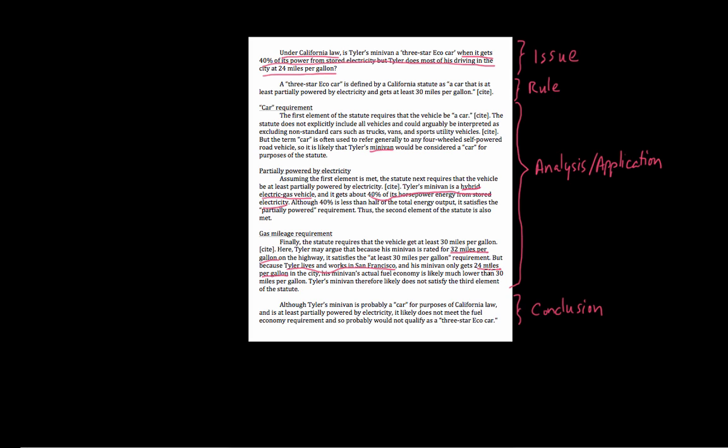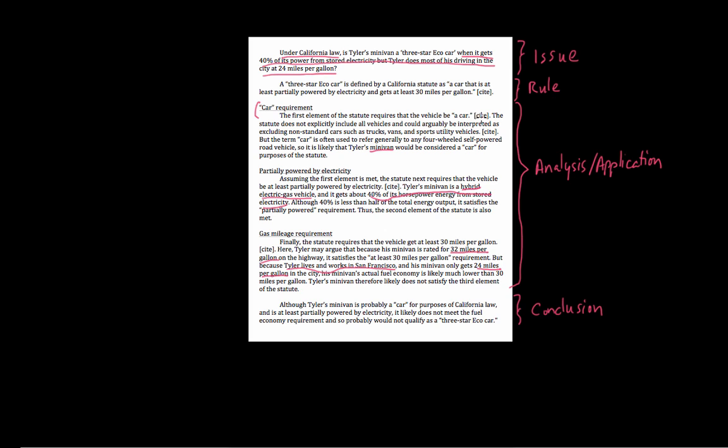Now, the second thing that I want to point out about the sample memo is that each one of these paragraphs in the analysis section is actually its own IRAC. Each one of these is a sub-issue that follows the IRAC form and does an analysis in the IRAC form on its own. The first element, the first sub-issue, is whether the minivan is a car, whether the vehicle is a car. And that's pointed out here in the very beginning by the first sentence and by this little heading here. Is this a car? The car requirement. The first element of the statute requires that the vehicle be a car.